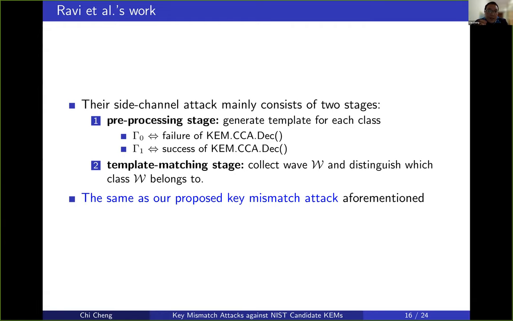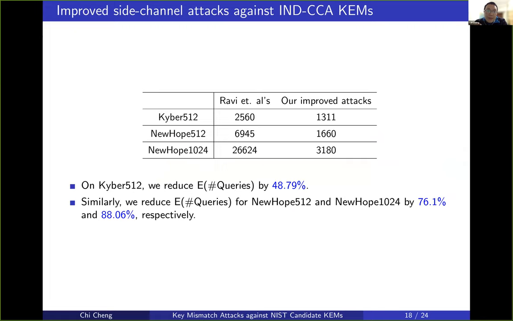We can improve on the work in CHES 2020, where they gave some work about side-channel attacks on lattice-based KEMs, and our result can be used directly to improve their result. Please go to the next slide. We have implemented our results against Kyber and New Hope, and we can see we can reduce the number of queries by nearly half, nearly 50%. Yeah, this is nearly all our results. Thanks all for listening. Thank you.